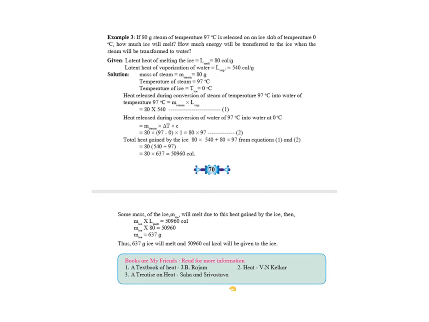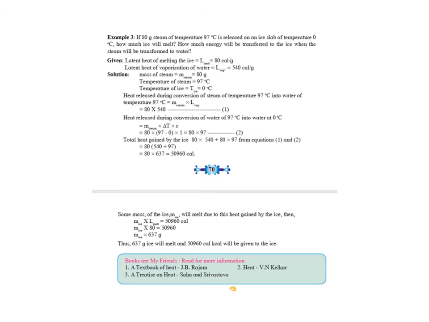Third example: if 80 grams of steam at a temperature of 97 degrees Celsius is released on an ice slab at a temperature of 0 degrees Celsius, how much ice will melt? How much energy will be transferred to the ice when the steam is transformed to water? The given part is the latent heat of melting of ice, which will be given to you in the exam: 80 calorie per gram. Latent heat of vaporization of water is 540 calorie per gram, mass of steam 80 gram, temperature of steam 97, temperature of ice 0 degrees.